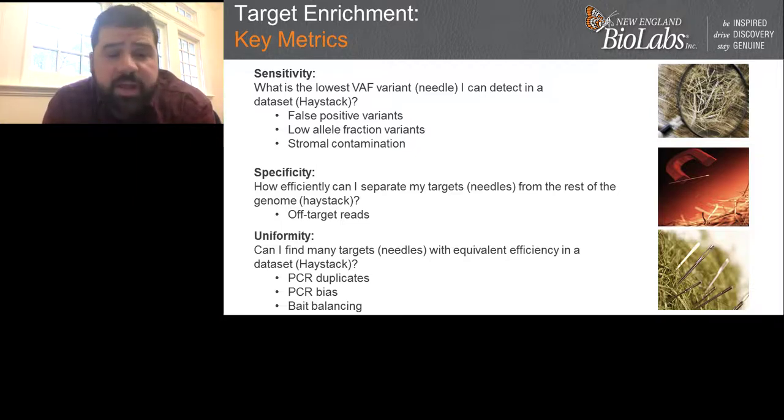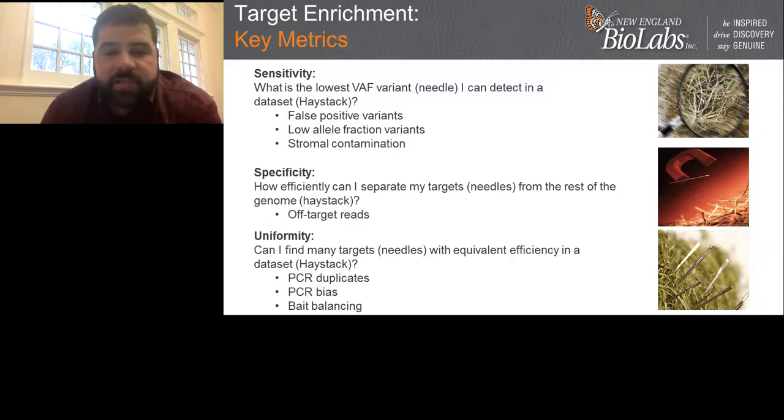Uniformity is really important. So, how many targets can I find with equivalent efficiency in a data set? This is important because it ultimately dictates how much sequencing is required. So the presence of PCR duplicates will obviously impact that, as you need to sequence past those duplicate molecules to get to the true biological molecules. Any PCR bias where there's different efficiencies in terms of the enrichment is going to throw that off, and can be difficult for balancing baits, specific baits in a given panel.